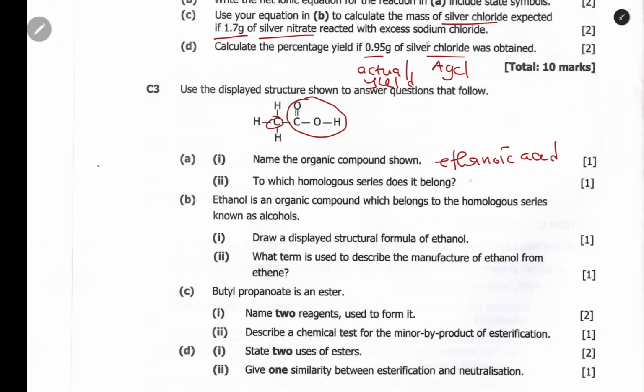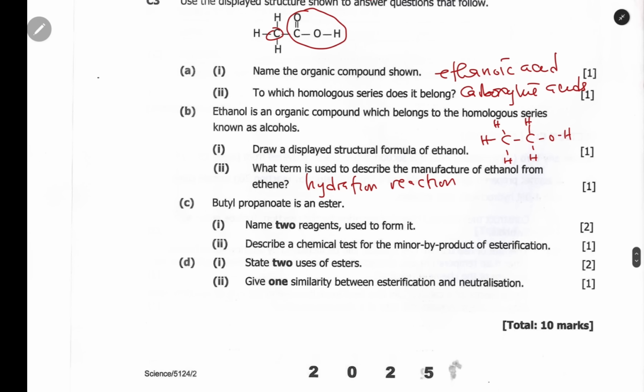To which homologous series does it belong? Carboxylic acid. Ethanol is an organic compound which belongs to the homologous series known as alcohol. Draw the displayed structure of ethanol. So ethanol has two carbons and of course OH. So this is how you look at it. Okay, so that is the structure. What term is used to describe the manufacture of ethanol from ethene? That is the hydration reaction.